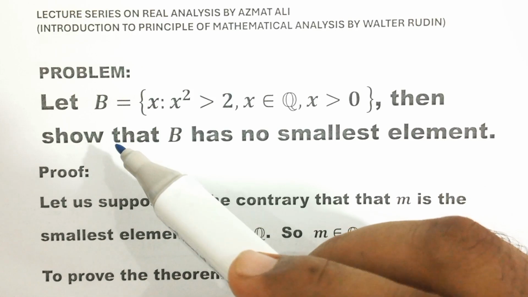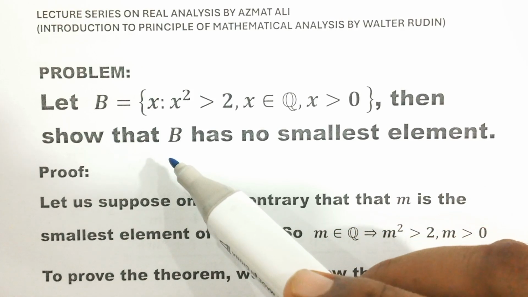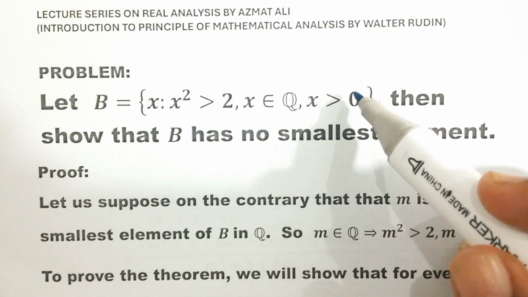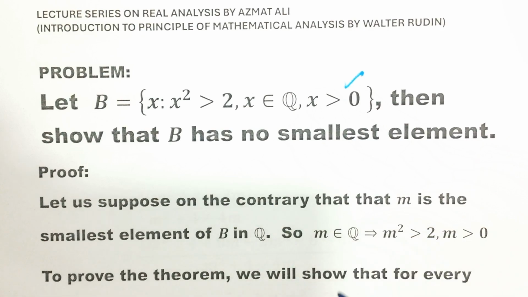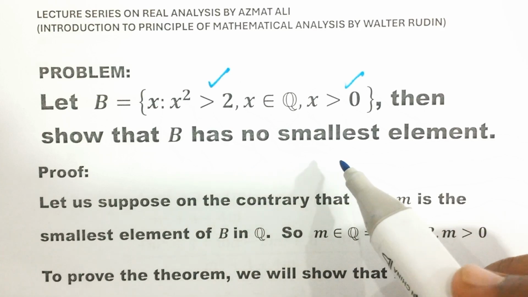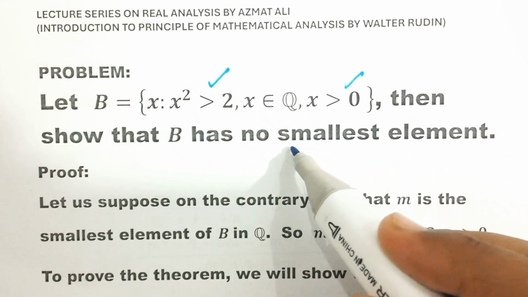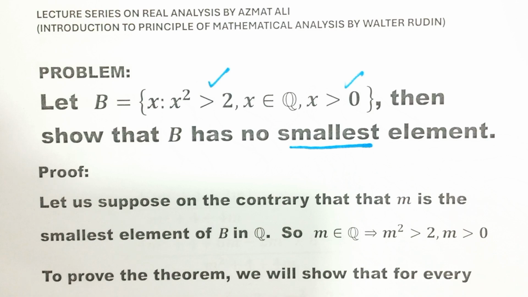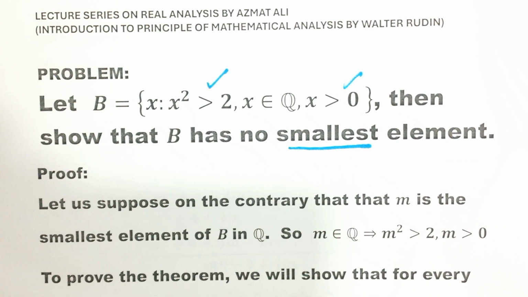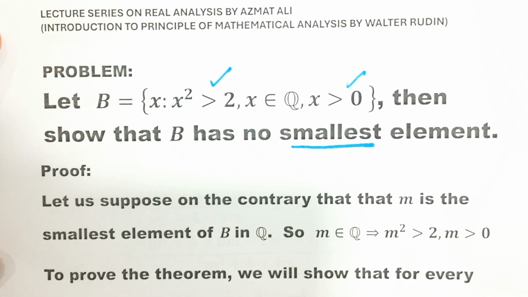We are given a set B that consists of all those rational numbers which are positive and whose square is greater than 2. We need to show that the set B has no smallest element. If you have no concept about the smallest element, you should first watch my previous lectures. To show B has no smallest element, we will use contradiction.